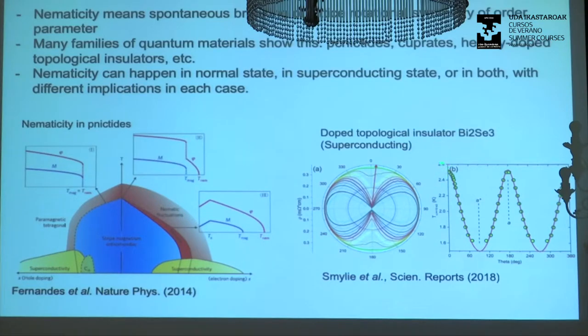As you can see here, there are two maxima from 0 to 2 pi. There are two maxima that correspond to an ellipse. An ellipse has C2 symmetry. That's what I meant by having a director. The system chooses a direction, even though the bismuth selenide structure is hexagonal. So let me show you our measurements.